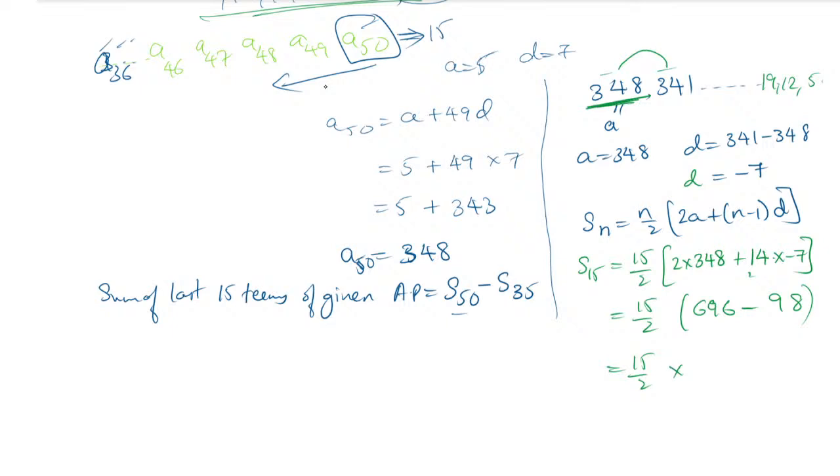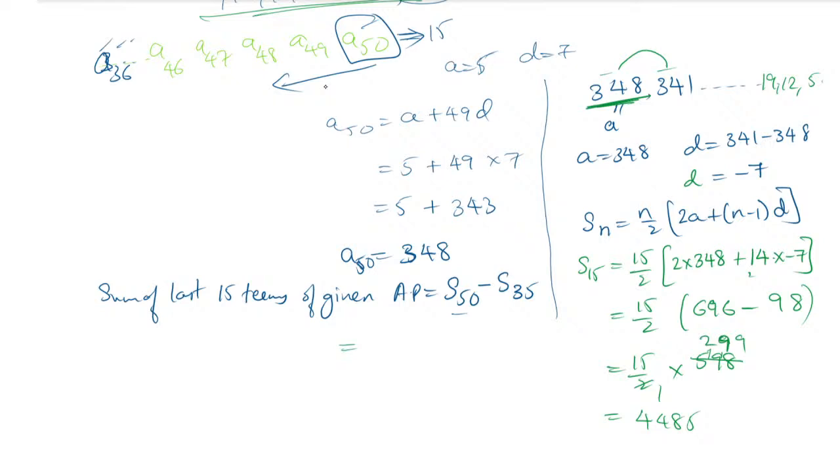when you do 696 minus 98, it is 598. So 15 by 2 into 598, which is 299 into 15. What is 299 into 15? Just go for it. 4485, maybe. Yes, correct. Did you get the correct answer, or 4500? Okay, let us see what the answer is.